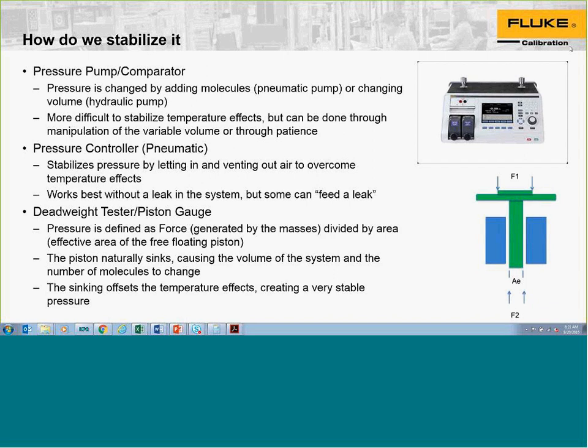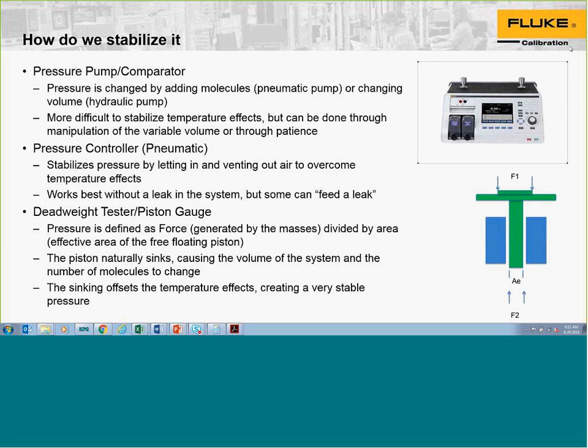The method for having a stable pressure is the floating piston as used in a deadweight tester or piston gauge. A properly built and properly cleaned piston can provide you with the most stable pressure possible. Pressure is defined as force by the masses divided by area. And this is the area, the effective area of the free floating piston.